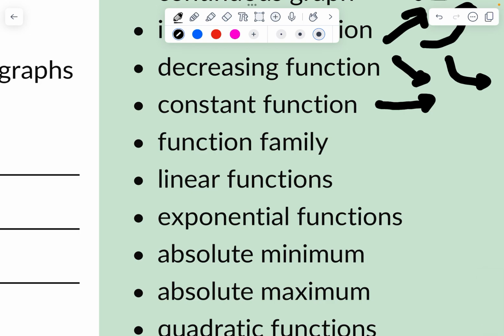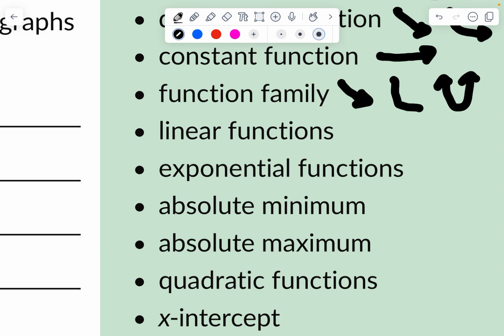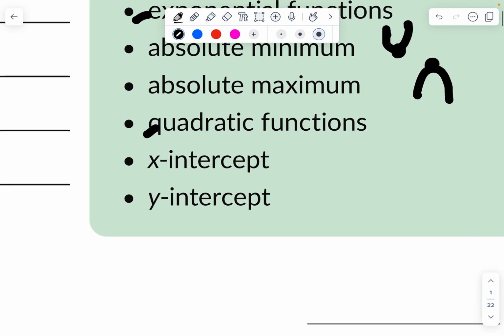Function families. We've learned about linear functions. This is called a quadratic, an exponential, and we're also going to learn about quadratic functions. And this is them being broken down: linear, exponential, quadratic, okay? Absolute minimum is when you have a quadratic and it's got a bottom point. Absolute maximum is when you have a quadratic and it has a top point.